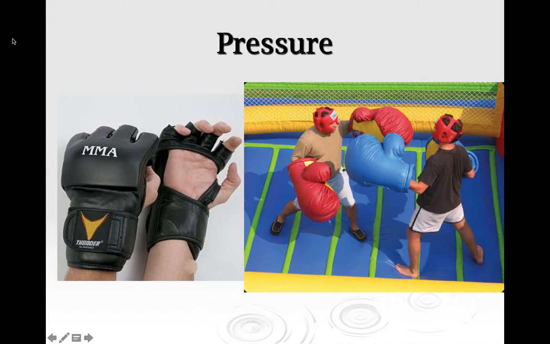I've actually boxed with the large gloves on the right, and it's very difficult to deliver any type of sustainable blow with the large gloves. And even more dangerous would be somebody's fists without any gloves, because then you can really deliver a lot of pressure through, say, one or two knuckles.